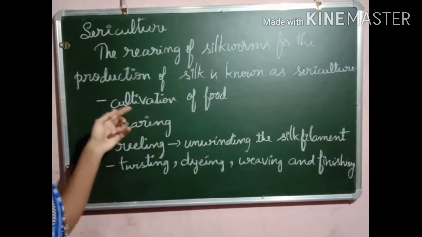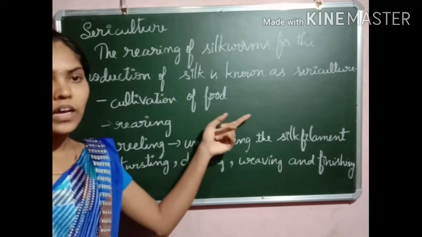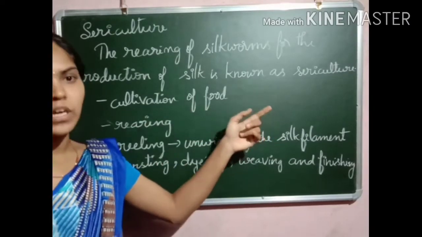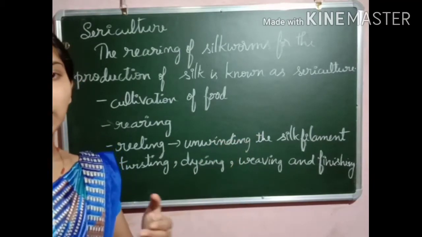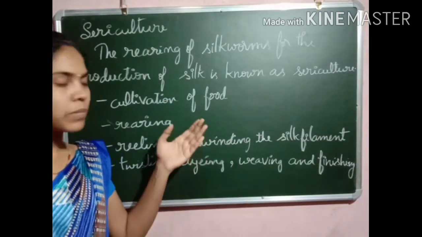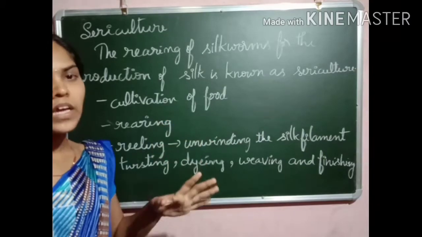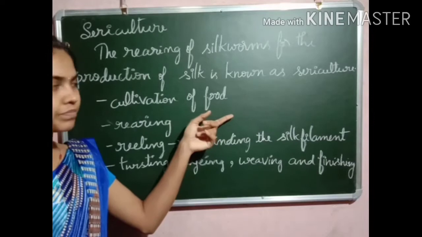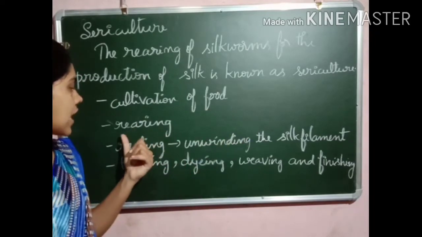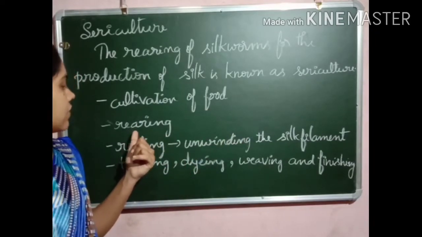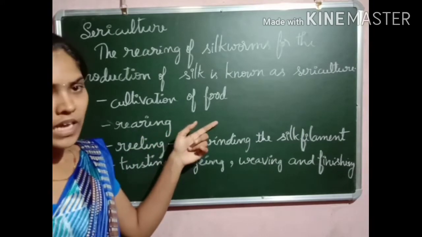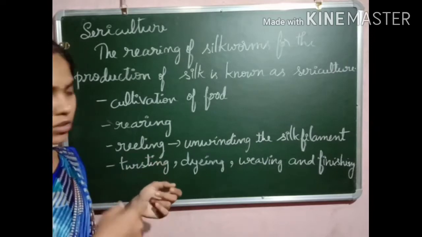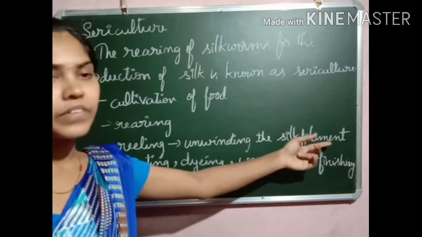Which are they? They are cultivation of food for the silkworms. Its food, do you know? Mulberry plant leaves. There should be availability of the mulberry plant leaves. The second activity is the rearing of silkworms. Then reeling the cocoon for unwinding the silk filament from them.